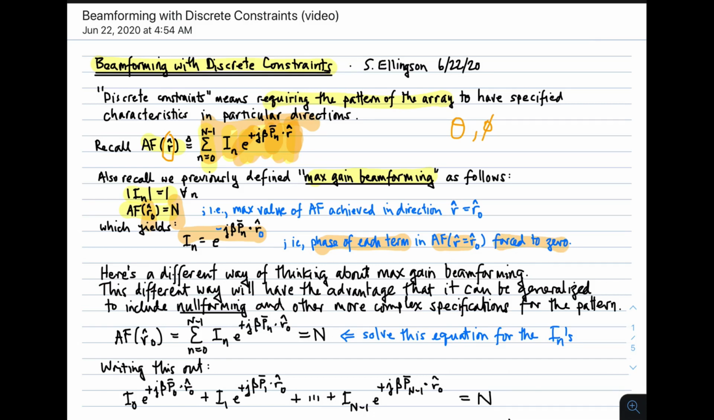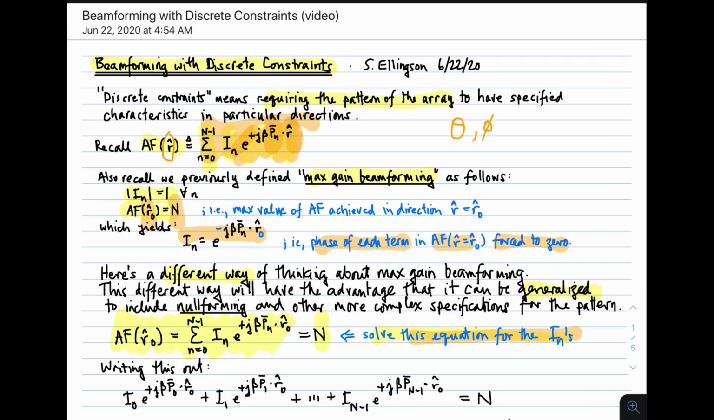That gives you maximum gain, that is, maximum directivity. So here's a different way of thinking about maximum gain beamforming. This different way will have the advantage that it can be generalized, and specifically will allow us to impose constraints. So here what we do is we start again with the array factor in the specified direction r hat naught, and we say that this should be equal to n. That is maximum gain beamforming, to be sure, no different from what we just said. But now we think about this as solving this equation for the I sub n's.